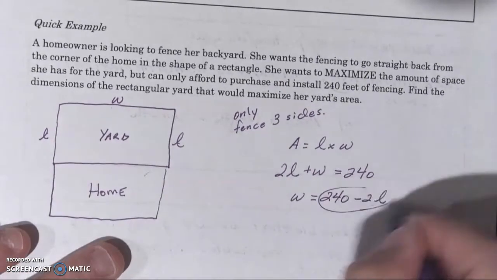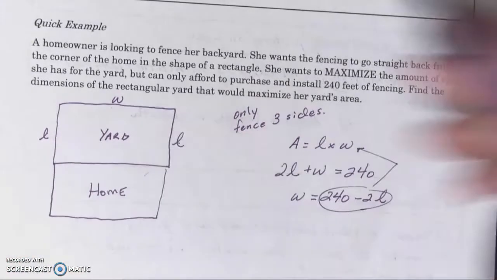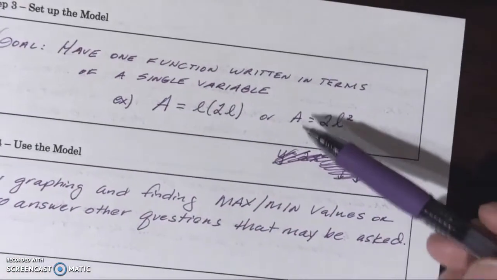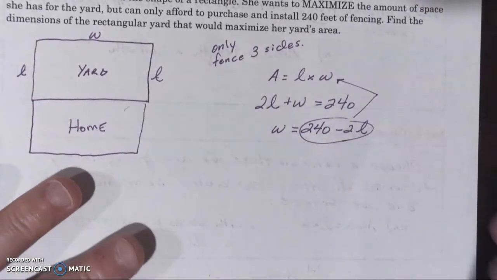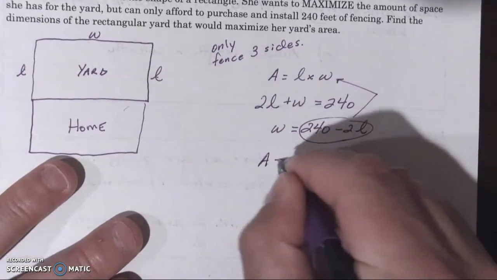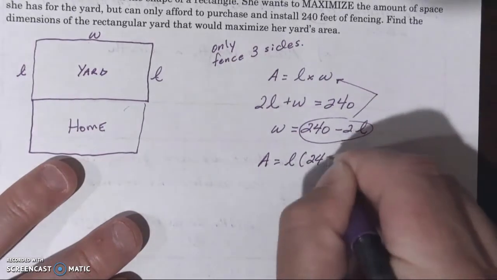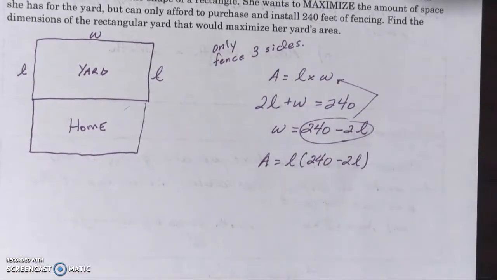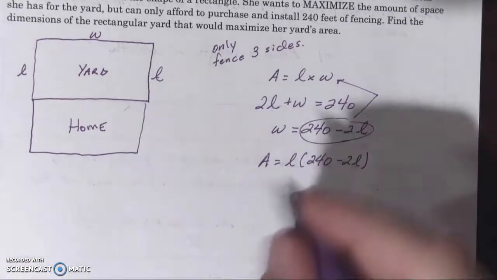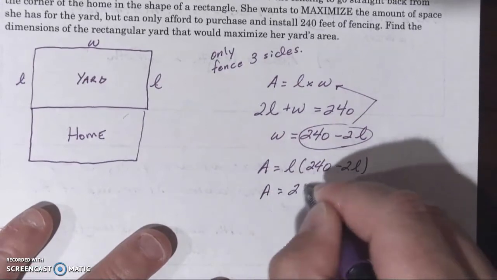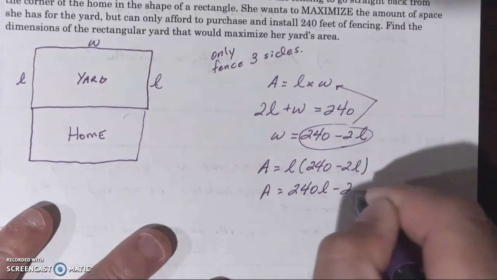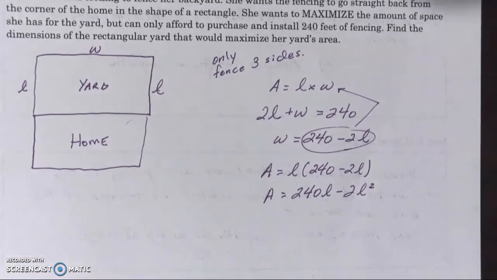All right, and now let's substitute that into W. This is step 3 here. Our goal was to have a function written in terms of a single variable, our area written in terms of a single variable. I think we are about to achieve that goal. Our area equals the length times 240 minus 2L. If we want to distribute, 240 times the length minus 2L squared, okay.